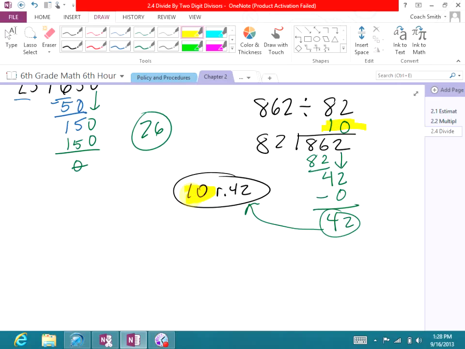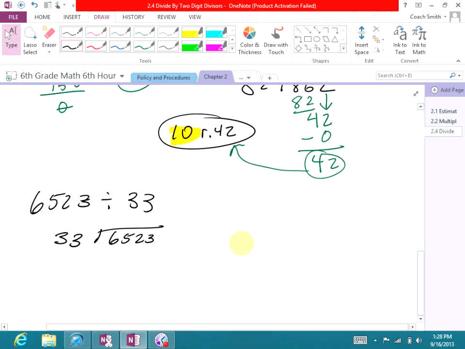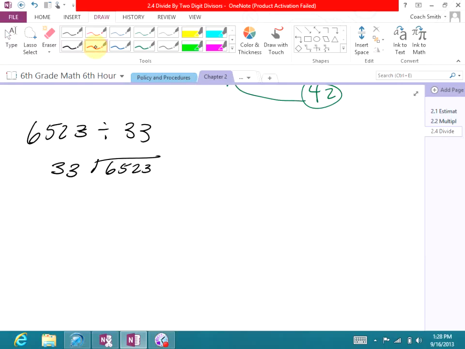let's see here. There we go. 6,523 divided by 33. Okay, so the second number goes on the outside, 6,523 on the inside. Okay, so we ask ourselves, how many times does 33 go into 65? Nick?